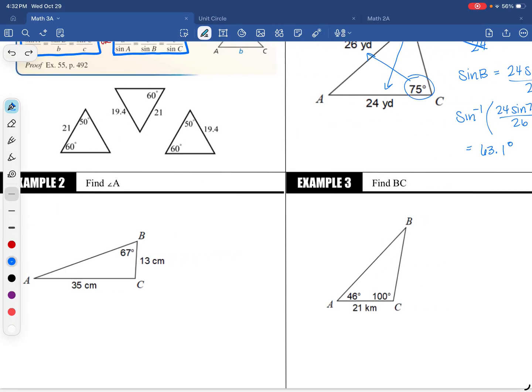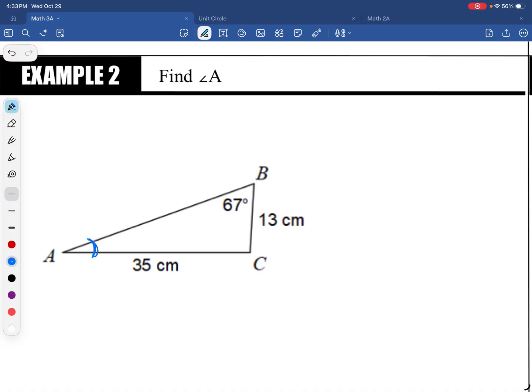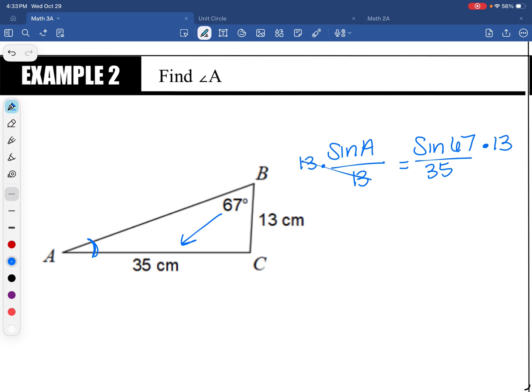On example 2, we're looking for angle A. So that's over here. So that means sine A is across from the side that's 13. And then sine 67 is across from 35. And these steps really are just the same as last time. So you're multiplying by 13 on both sides. So sine A is sine 67 times 13 over 35. Remember, or notice that on your calculator, if you type in sine, it automatically puts in a parenthesis.